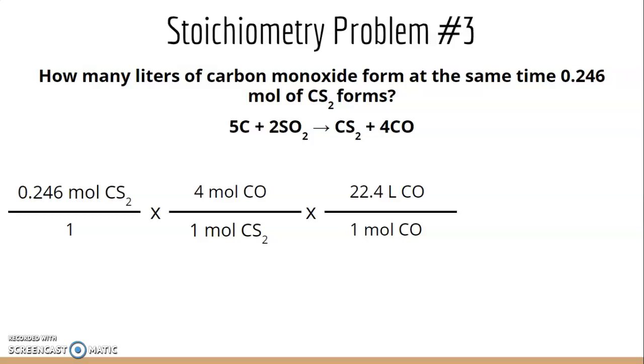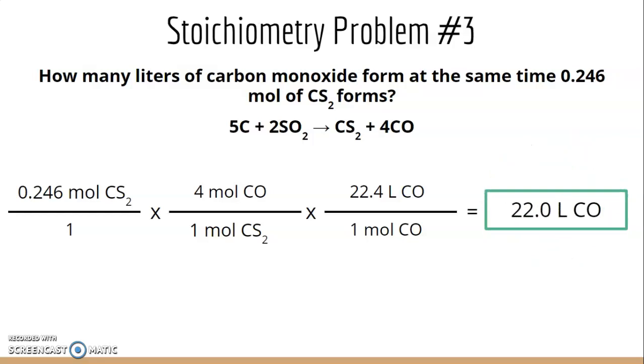Well, now that we have reached liters of carbon monoxide, we've reached what the problem is asking us for, right? So that's it. We can just make sure that our units cancel out real quick. So we have moles of CS2 and moles of CS2, so those are going to cancel out. We're good there. And we have moles of carbon monoxide and moles of carbon monoxide, so we're good there too. So we can go ahead and multiply.